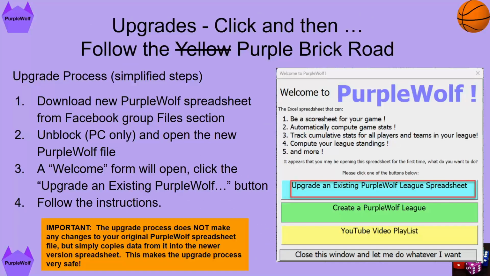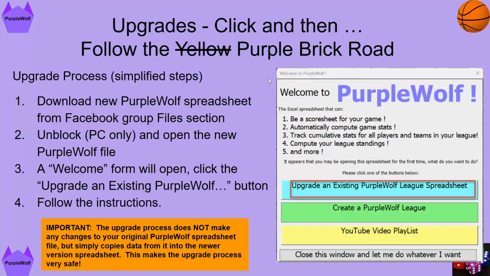Okay, so that's enough for future features. Right now, as far as upgrades go, that's always a question. And I think that's one of the best features of all these spreadsheets is how easy the upgrades work. As I wrote in the title here, you click and follow the yellow or purple brick road, whatever color you like, I guess. But in general, here is how it works.